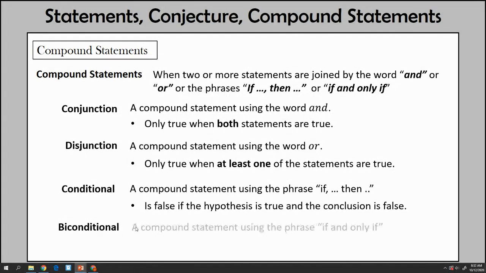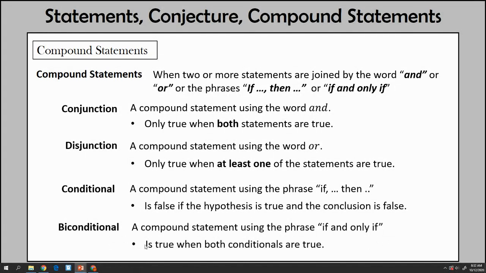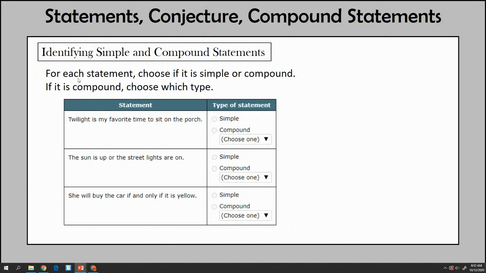A biconditional statement is when we join two statements together with if and only if. So this happens if and only if that happens. So those are the two statements. Okay. Now, this one is true when both of the original conditionals are true. And again, we'll talk much more about this later. I just want to be able to identify these right now. Okay. And let's do that.